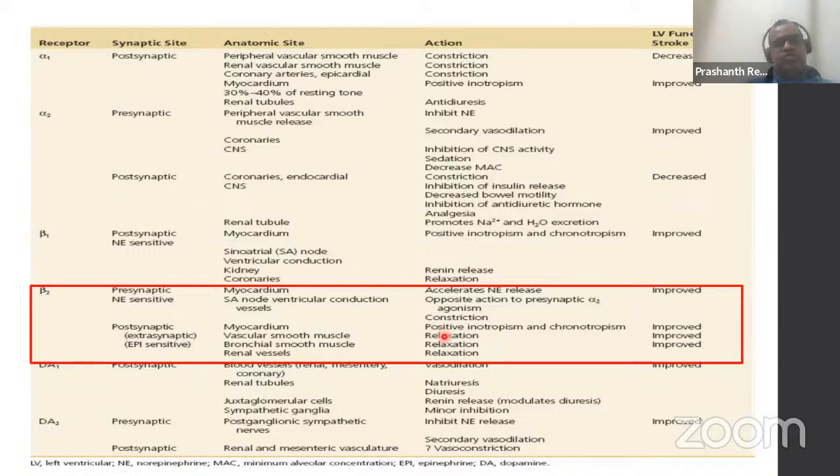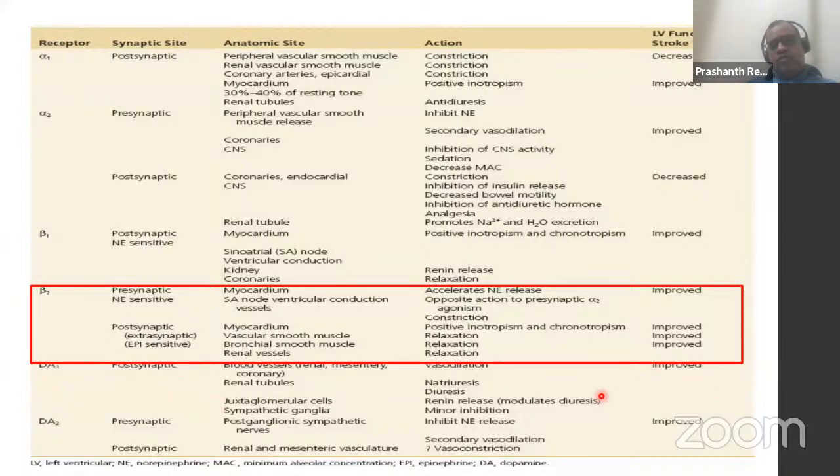Then beta 2 receptors, as I said, are both presynaptic and postsynaptic. Presynaptic ones are present in the myocardium and vascular smooth muscle, whereas postsynaptic ones are mostly present in vascular smooth muscle.